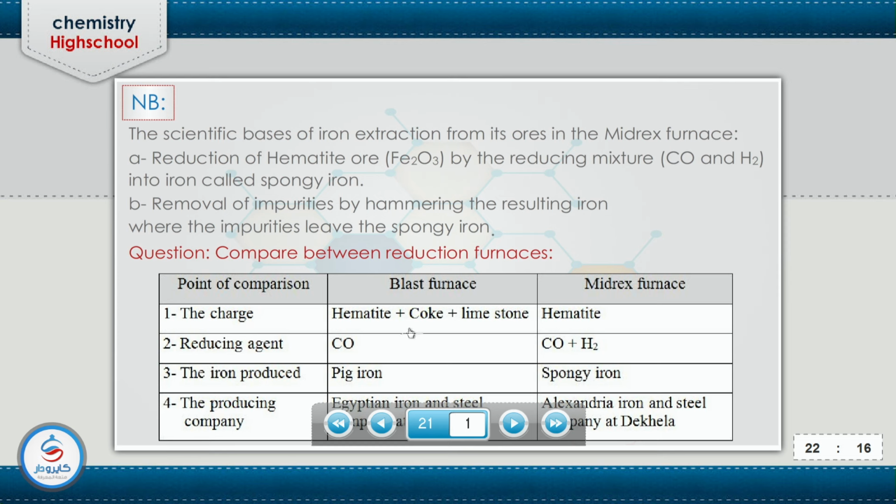The producing company of the blast furnace is the Egyptian Iron and Steel Company in Helwan, and the company which produces iron by the Midrex furnace is the Alexandria Iron and Steel Company in Dekheila.